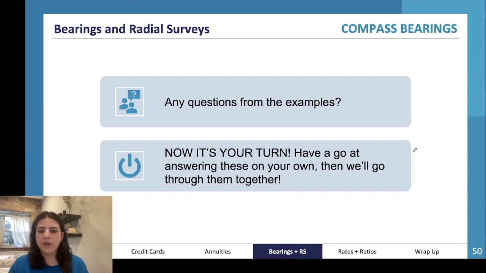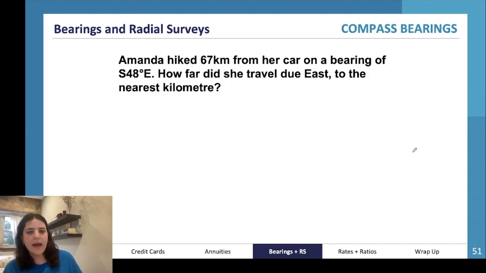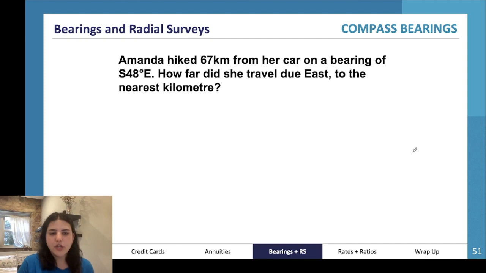All right, we're now going to take a look at some more examples together. Amanda hiked 67 kilometers from her car on a bearing of south 64 east. How far did she travel due east to the nearest kilometer? She traveled south 64 east, which is in this direction. So this is her car. We'll draw Amanda's little car and give it a little A. She traveled 67 kilometers on a bearing of south 64 east.